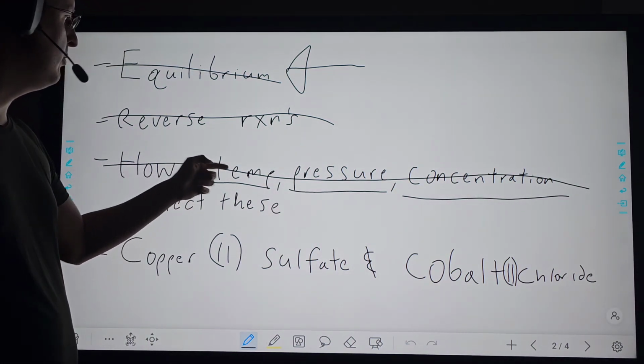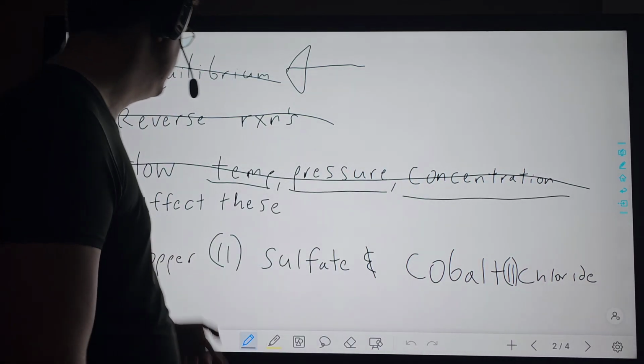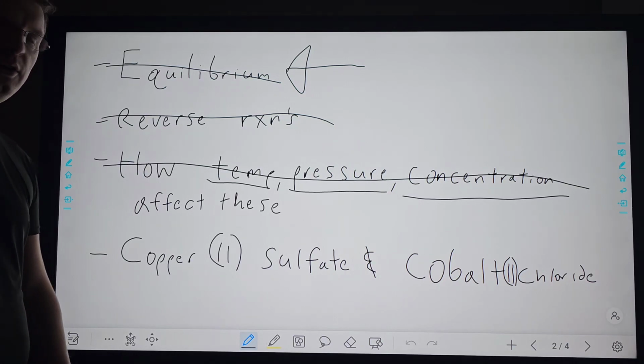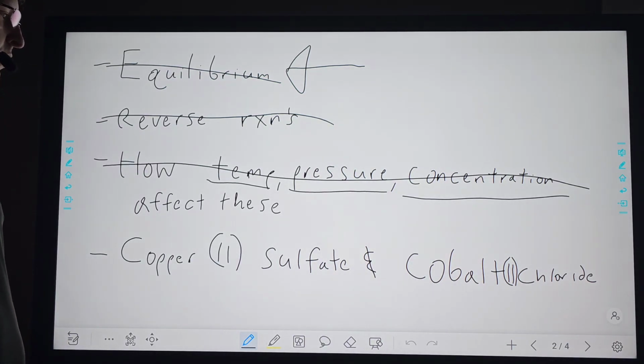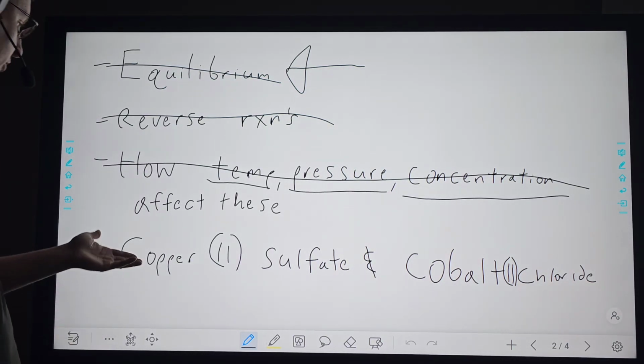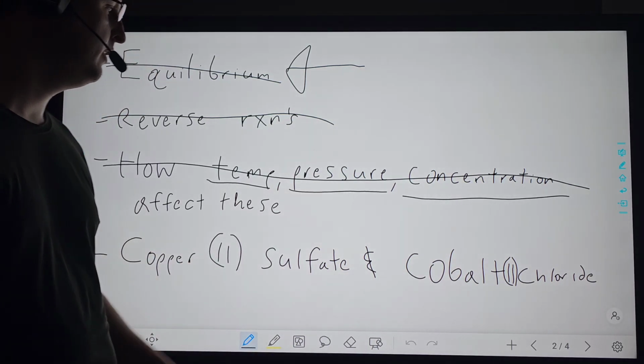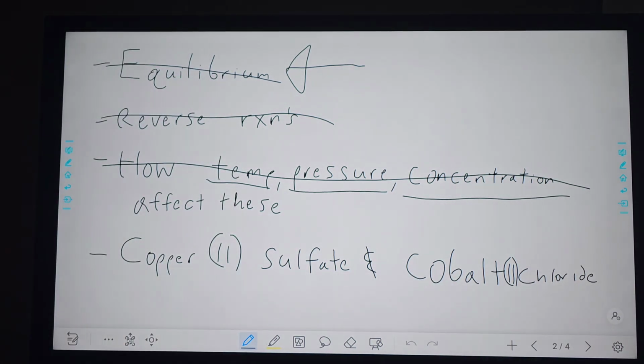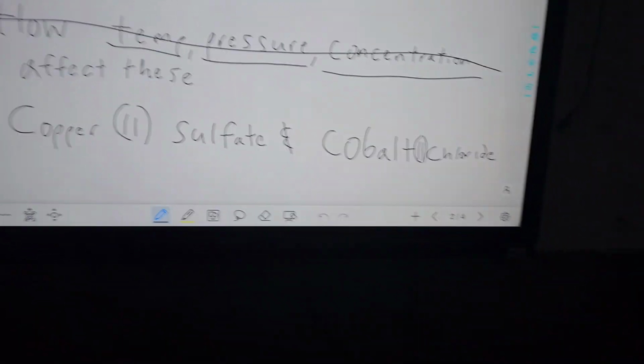You need to know how temperature, pressure, and concentration affect the position of equilibrium, and you need to know how we can use heat and the addition of water to affect the reversible reaction of hydrated copper 2 sulfate and hydrated cobalt 2 chloride. All right, pretty simple stuff. I believe in you, but yeah, that's it.